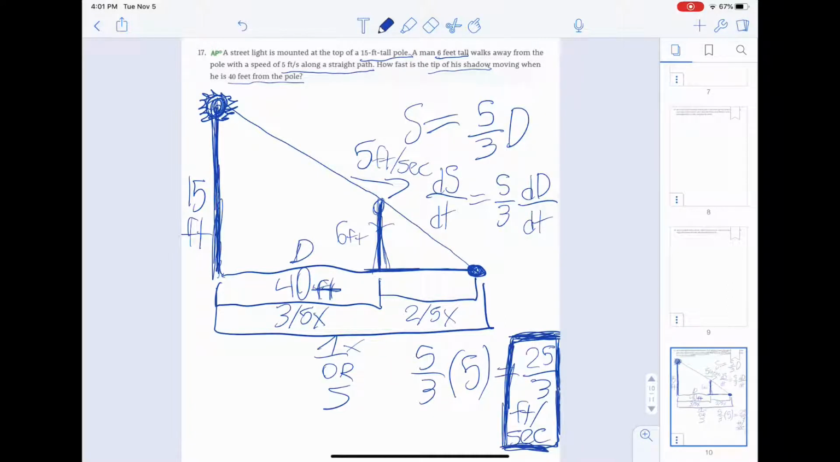And voila, we were able to solve this problem using the properties of similar triangles and plugging into an easy to understand and easy to solve related rates equation.